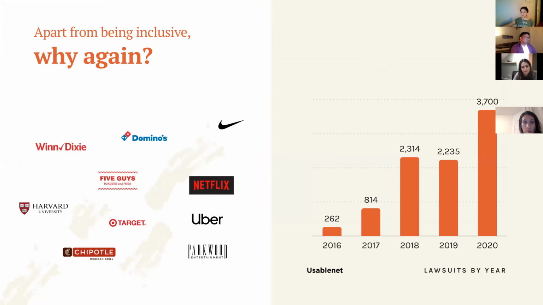So apart from being inclusive, we typically try to include accessibility as part of our design because we definitely want to be inclusive. We want to make our design accessible for all types of users.